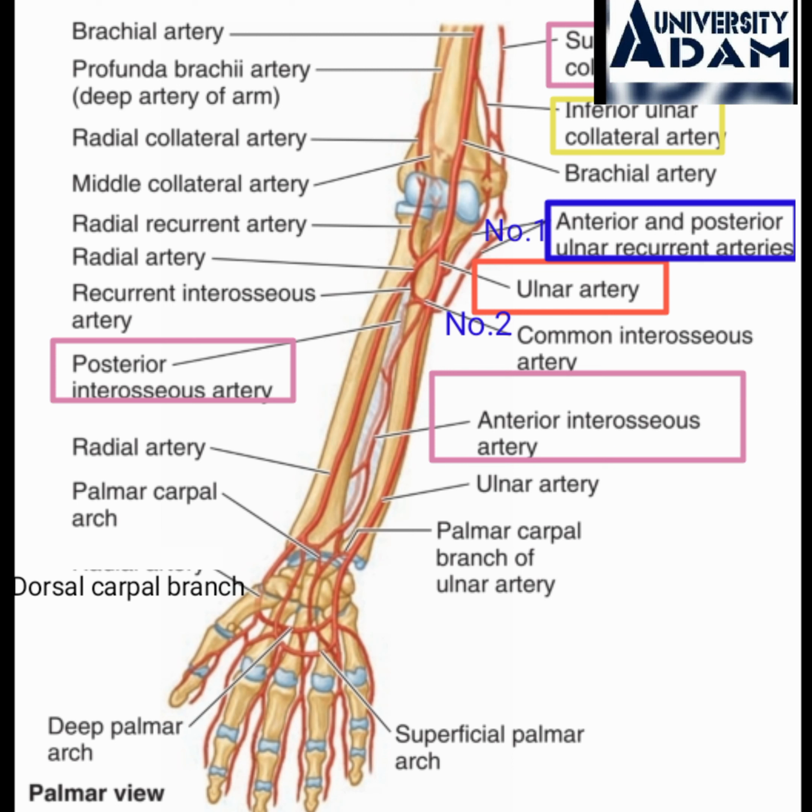And number 3, muscular branches. Muscular branches supply the muscles of the medial side of the forearm. And number 4, palmar carpal branches. Palmar carpal branches of the ulnar artery anastomose with the palmar carpal branches of the radial artery and form the palmar carpal arch. Okay, so hopefully today you understand the branches of the radial and ulnar artery.